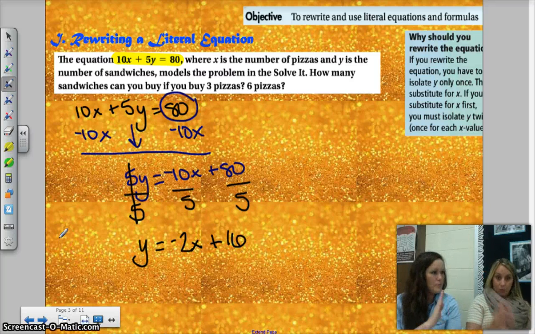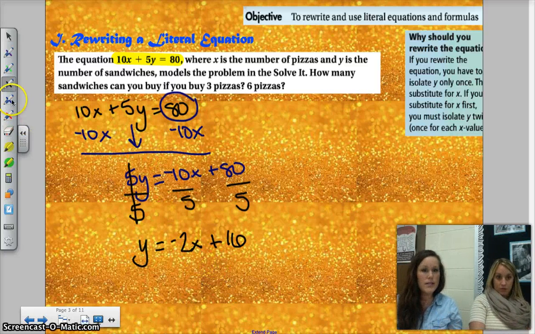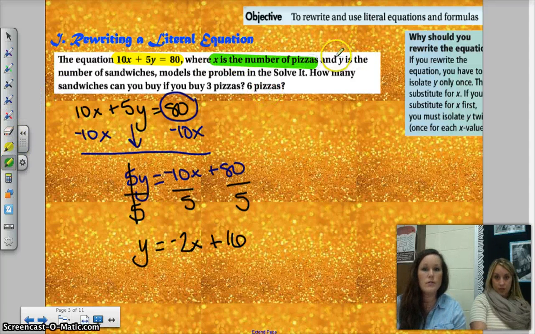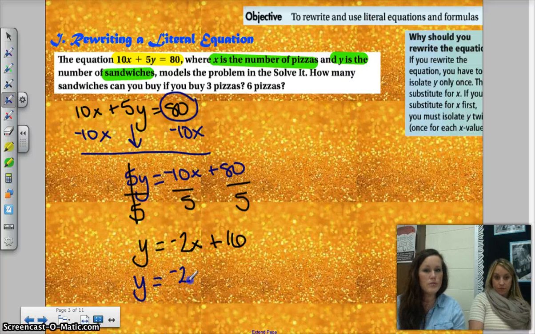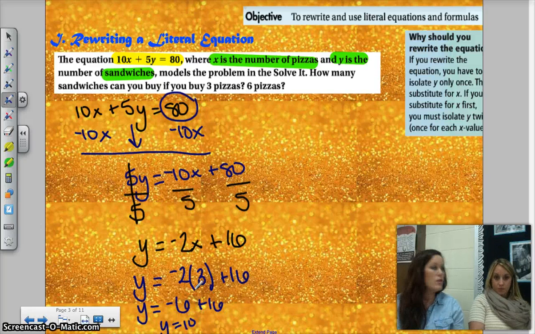Now this is step 1. Plug and chug for pizzas, which is x. Remember, it says up there, x is the number of pizzas. So it's always important to read the directions. X is pizza. Y is sandwiches. So let's plug in y equals negative 2 times 3 for pizzas plus 16. Y equals negative 6 plus 16 is 10. So y is sandwiches, so 10 sandwiches.